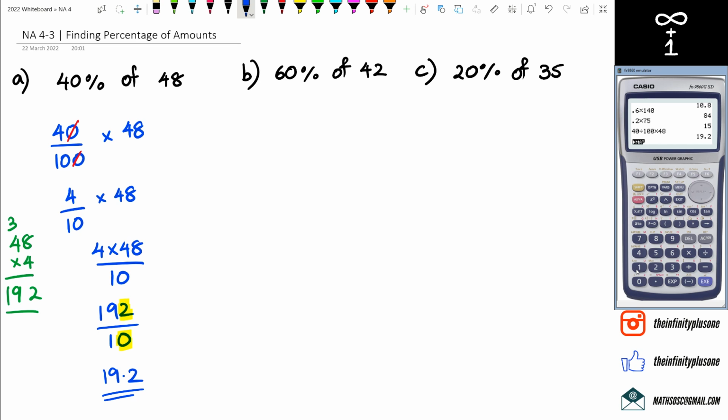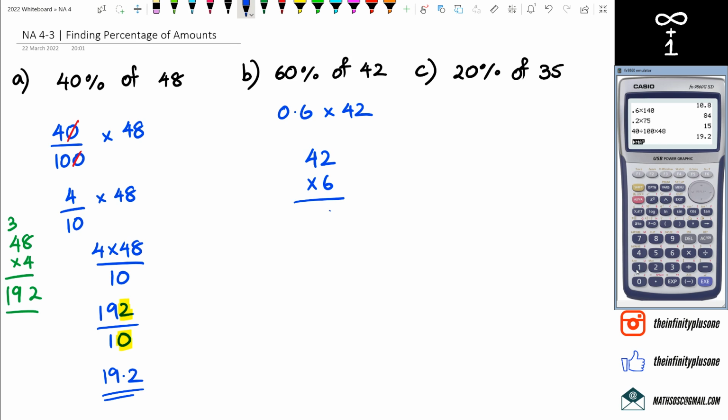All right, so let's do question B here. 60% of 42. 60%, I'm going to convert it into a decimal, which is going to be equal to 0.6. So I've got 0.6 times 42. And this is pretty much exactly what we did in the previous video. So what we're going to do is 42 times 6. So we've got 42 multiplied by 6 first.